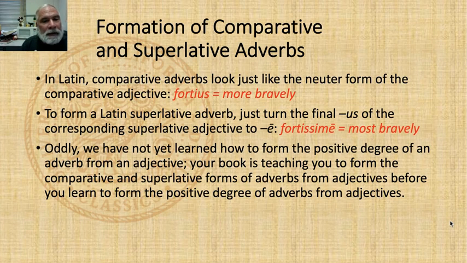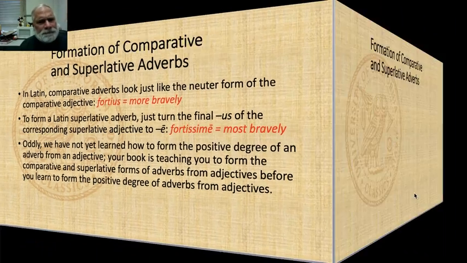Oddly, we have not yet learned how to form the positive degree of an adverb from an adjective. In this case, if fortis means brave and the adverb in English is bravely, then the Latin adverb would be fortiter, but we haven't learned that yet. We haven't yet learned how to make positive adverbs out of adjectives. Your book is teaching you how to form the comparative and superlative forms of adverbs from adjectives before you learn to form the positive degree of adverbs from adjectives, which is a little backwards, but it works.